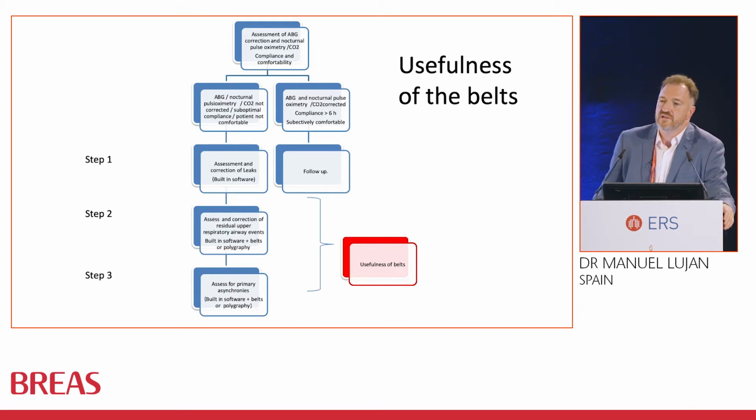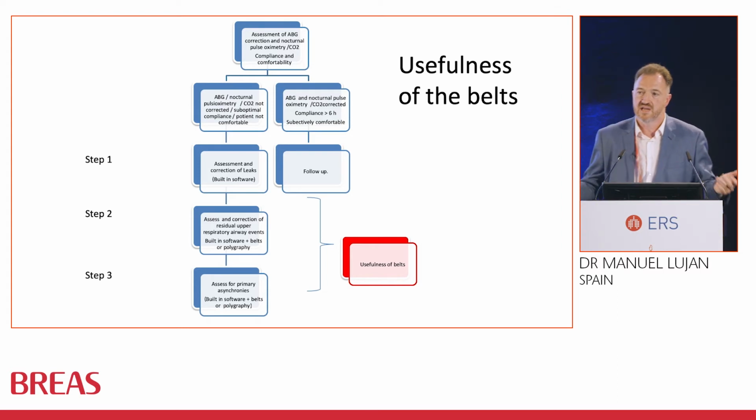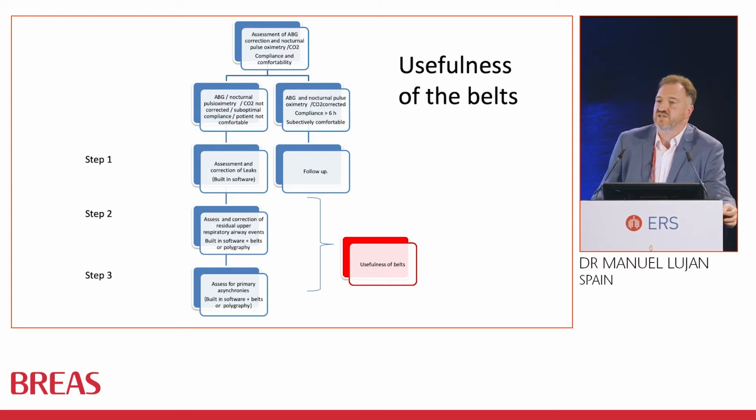What are the situations in which the belts are useful? First of all, we can classify whether the patient is well or not well ventilated. If the patient is not well ventilated, the first step is obviously to assess the compliance, but the second one is to assess the leaks. Assessing the leaks clearly does not require belts. We have a specific channel in each software labeled leaks, and if you have this information, it is not necessary to work with belts.